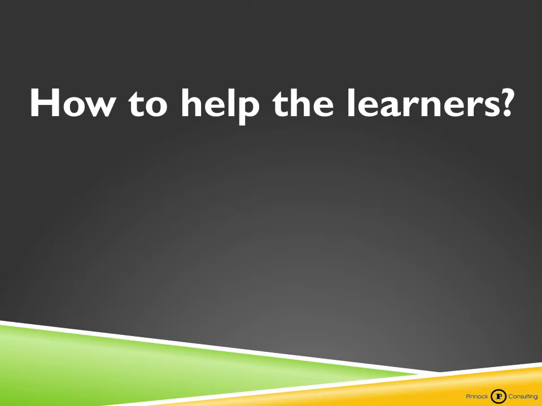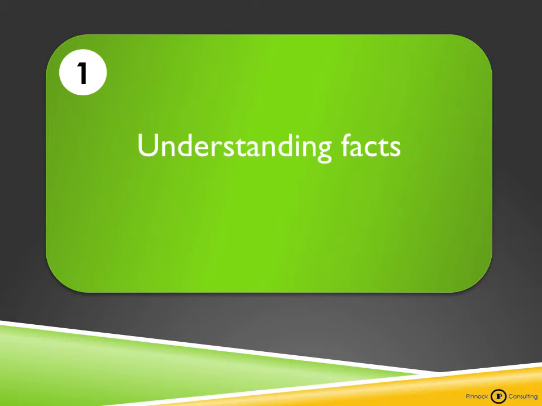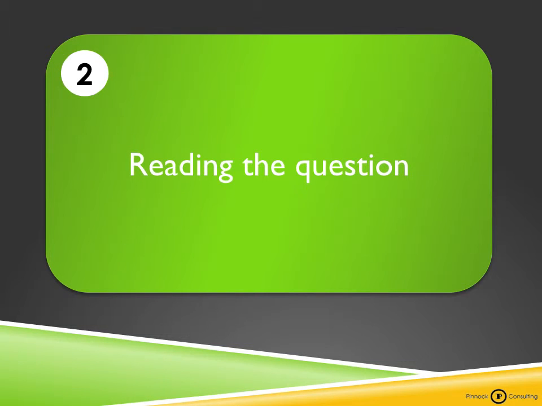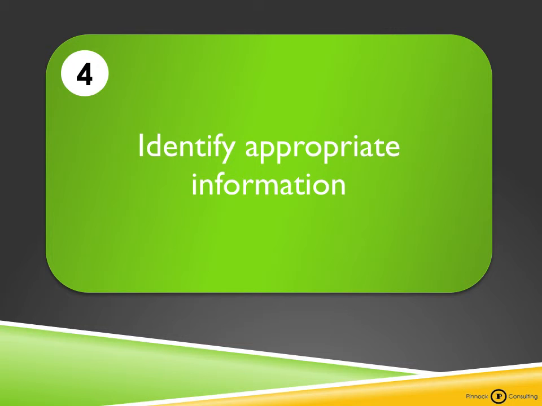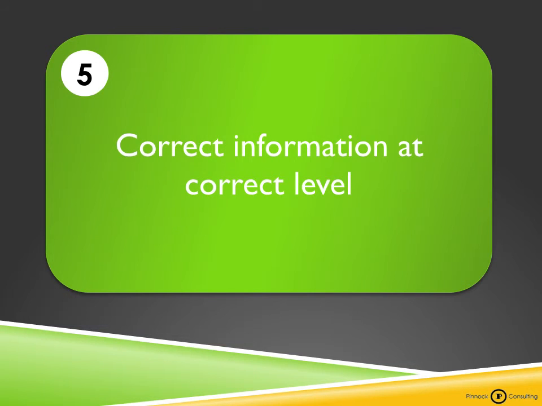How do we help our learners with this? Well, the first is we can emphasize the importance of understanding the facts and not just learning them off by heart. We've also got to emphasize the importance of reading the question carefully, as well as providing suitable examples in class to difficult concepts so the learners are easily able to distinguish between the terminology used. We need to support the learners in identifying the appropriate factual information to support their answer. And most importantly, learners should be encouraged to use the correct information to answer the question and at the correct cognitive level.